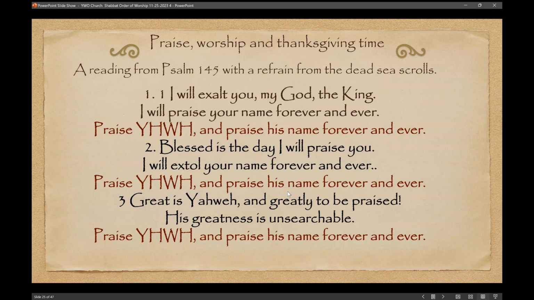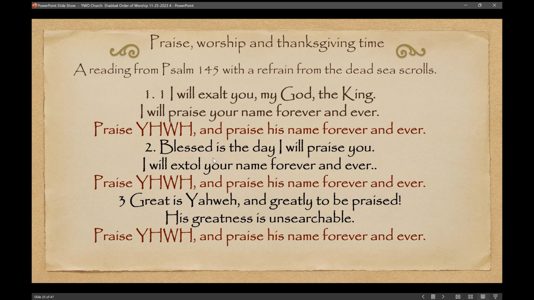And a wonderful thing was found in the Dead Sea Scrolls. It was Psalm 145, and that psalm had these words in between the verses: praise Yahweh and praise his name forever and ever. So, and on and on it goes.